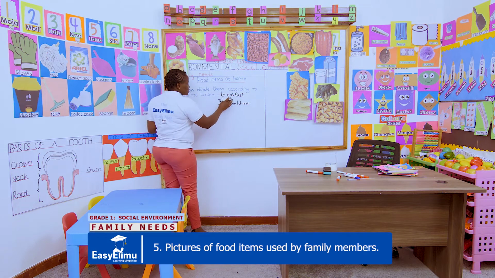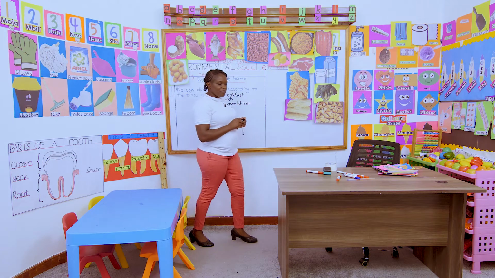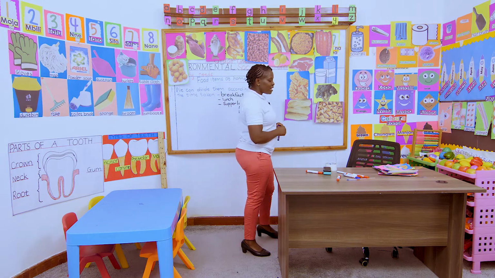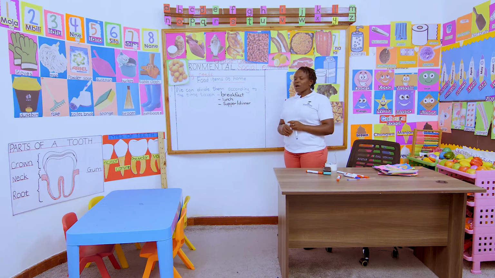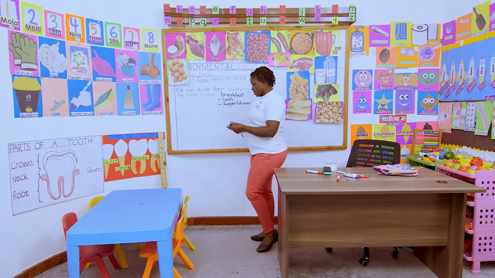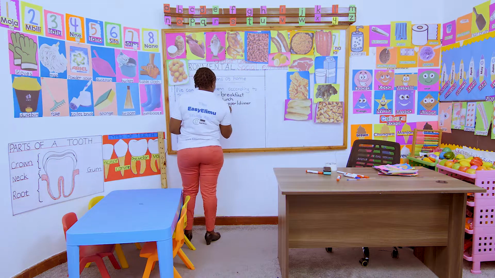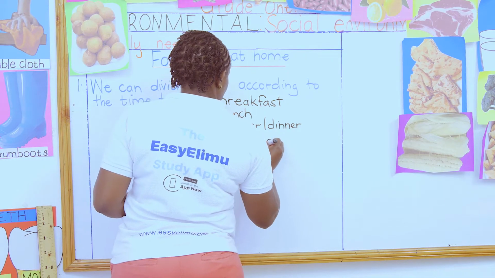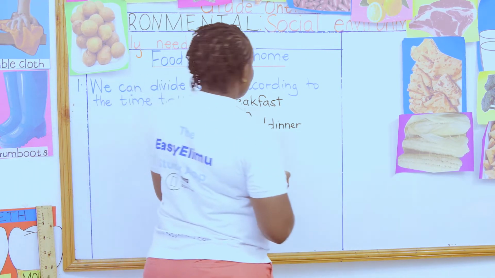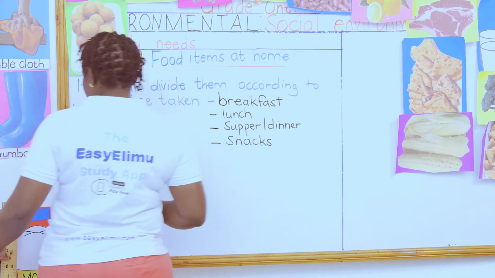Then there are those foods that we eat in between these meals. Before I eat lunch, there is something I eat, like an apple. Then when it's almost 3, I eat some popcorn. How do we call those foods? Those ones are what we call the snacks. When do we eat snacks? Snacks are eaten in between meals. Very good.